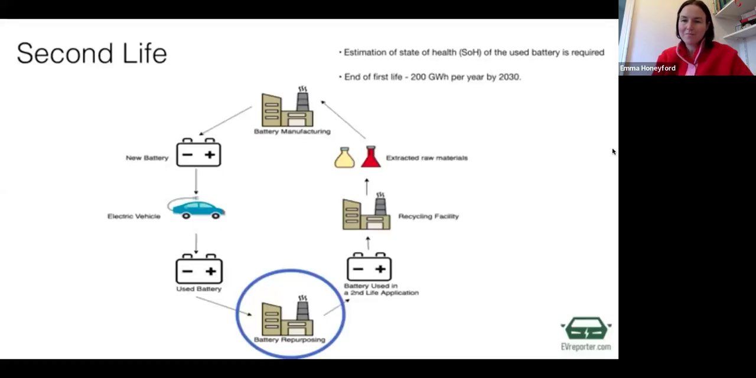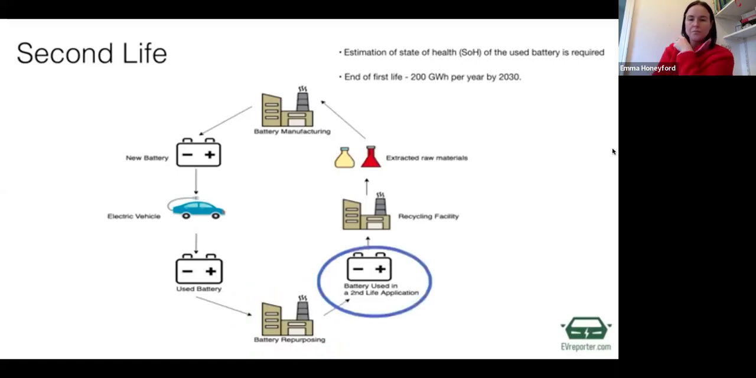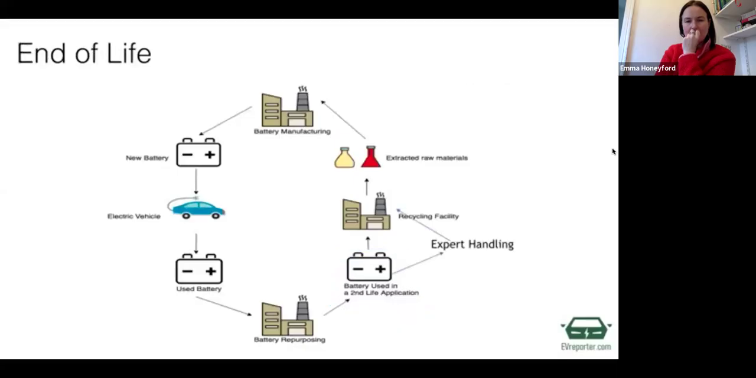In 2025, more than 50 gigawatt hours of batteries from EVs will reach the end of their first life globally. This number is expected to rise to 200 gigawatt hours per year by 2030. Now, this presents a huge energy storage potential. The lifespan of lithium-ion battery can be prolonged for up to 20 years through repurposing, thus delaying the need to dispose of the battery.